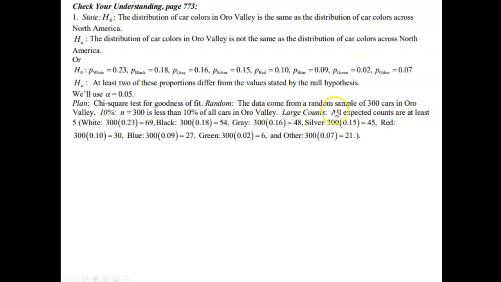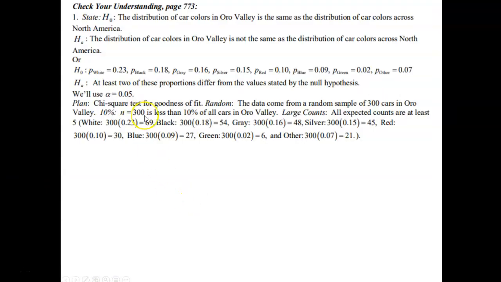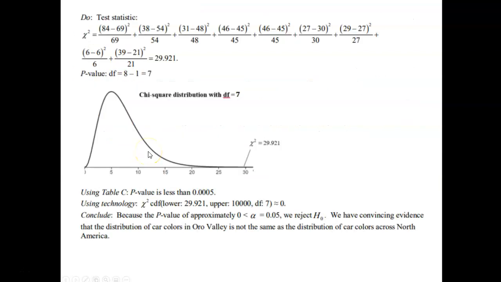Large counts. Now, this is the part I'm worried about. Remember, it's not the observed data. It goes back to your expected values. So if we selected 300 cars in our sample, we expected 23% to be white, and that came from the North American data. So we should have seen 69 white, 54 black, 48 gray, 45 silver, 30 red, 27 blue, and so on. They found that value by taking the sample size and multiplying it by what we expected as a percent. Remember, that comes from the null hypothesis.